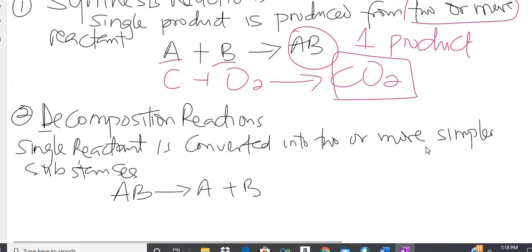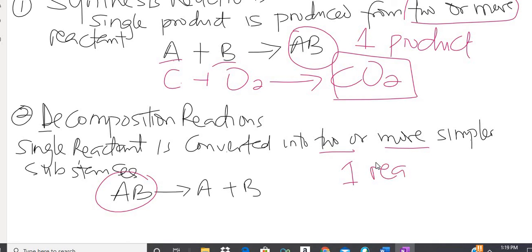The next is decomposition reaction. In this case, it is the opposite of synthesis. A single reactant is converted into two or more simpler substances. For example, we have AB and it breaks down into A and B. So one thing we should remember in a decomposition reaction is that we have one reactant.